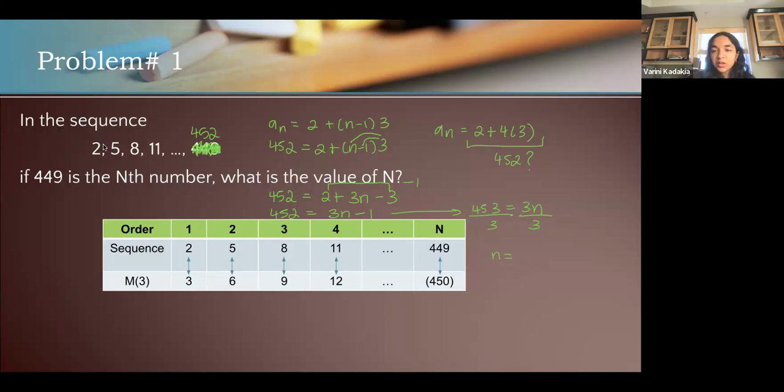How much do we get if we divide 453 by 3? 151. Is this sort of making sense to everyone? What part do you not understand?